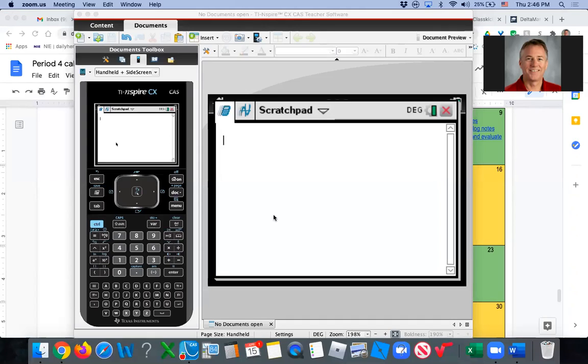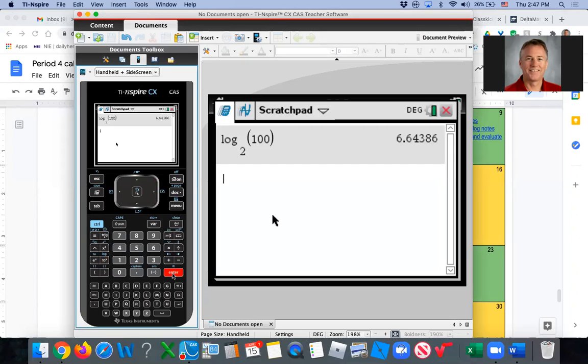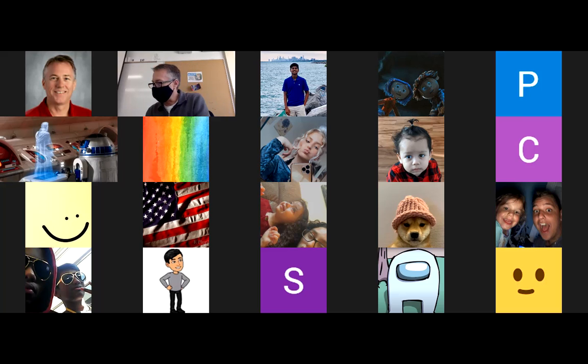All right, how about now? Yeah. We're good? Okay, so on the handheld, our log button is written here in blue above the 10 to the X. So I'm gonna hit Control, log, and base 2 of 100. And then remember, I have to hit Control Enter on the handheld. Okay. Any other questions before I change back to the other screen? All right, you guys are all good there.